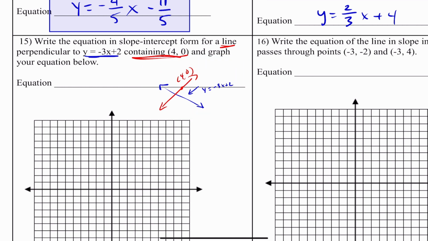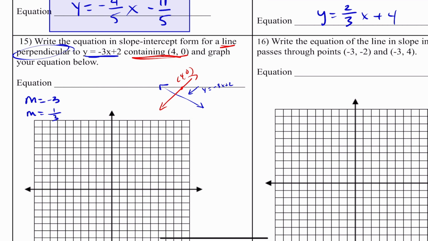Let's figure out what I need to do. First of all, I need the slope. So my original slope is m equals negative 3. The key word here is perpendicular, so it's m equals 1/3 because it's opposite sign, flip the fraction, right?